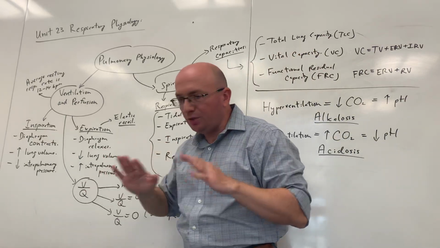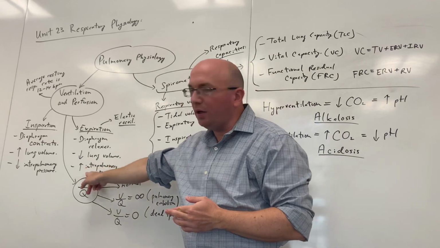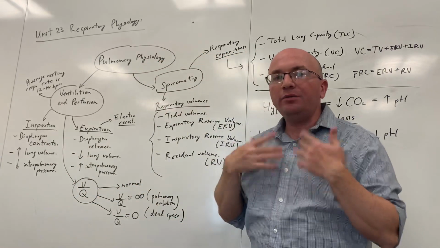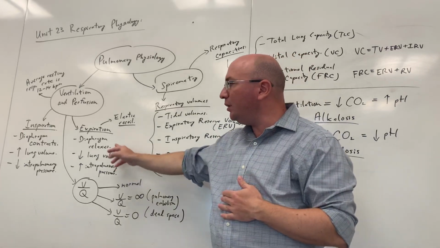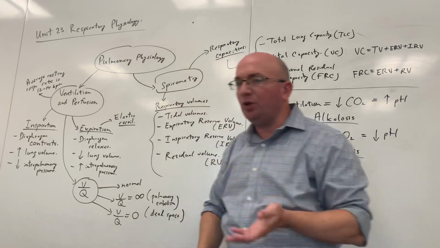Obviously, lung volumes decrease as we're getting rid of the air, and the intrapulmonary pressure has to go the other way. Right? As you can see, all of these are opposites. So again, we're getting rid of the air, we're decreasing the lung volumes, we're relaxing our diaphragm, and the intrapulmonary pressure goes back up.